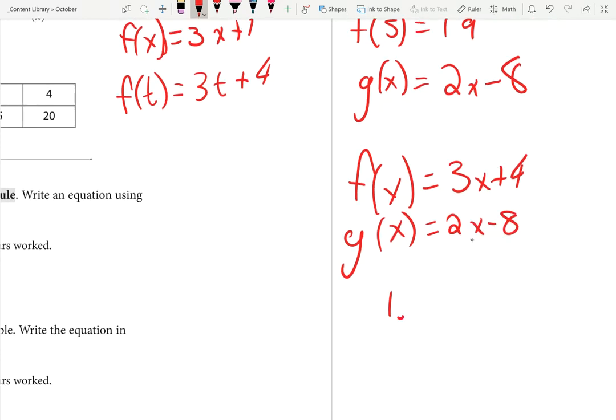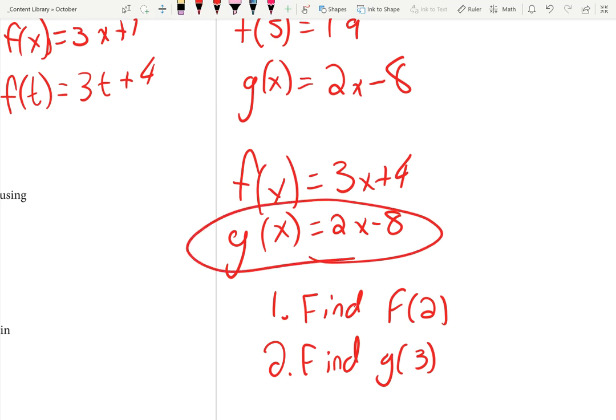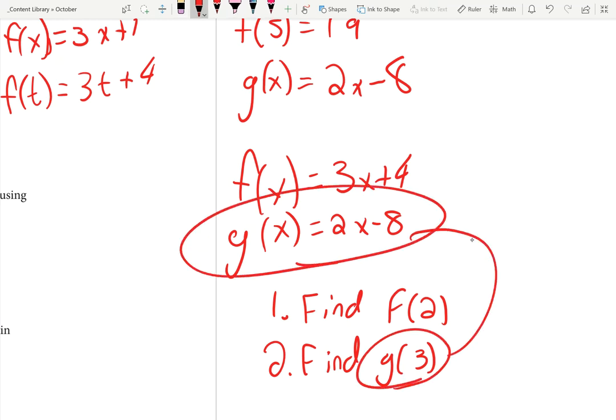And then the question might ask, find f of 2. What that would mean is that it would want you to use the f function and plug in 2. And if you had a second question that said find g of 3, then it's telling you to use the g function and plug in 3. So that's why we would have different names, so that we know exactly which equation to plug into. When it says f of 2, I know that I would plug it into the f function. When it says g of 3, I know I'm plugging it into the g function.